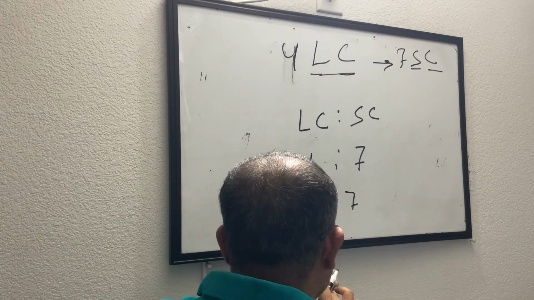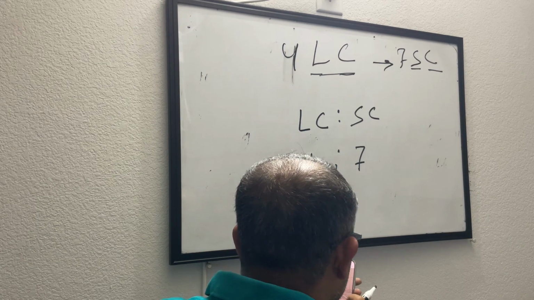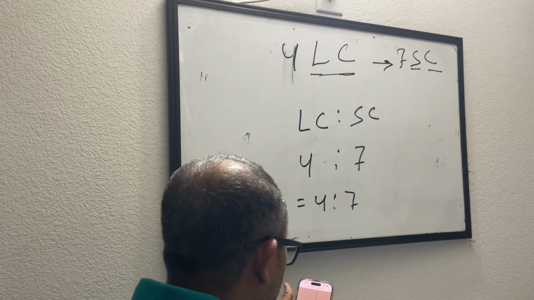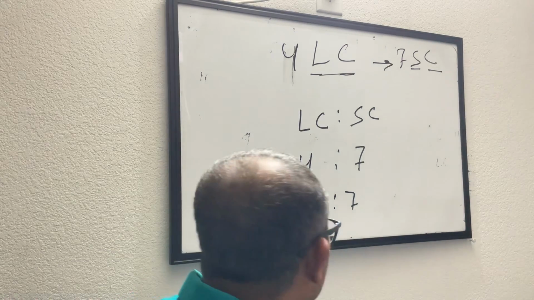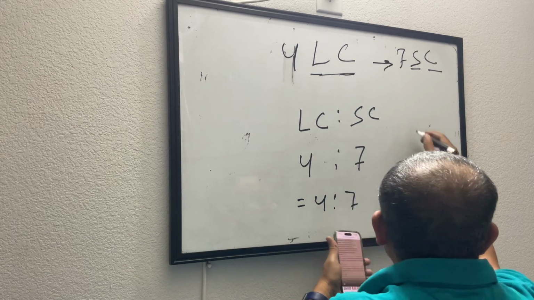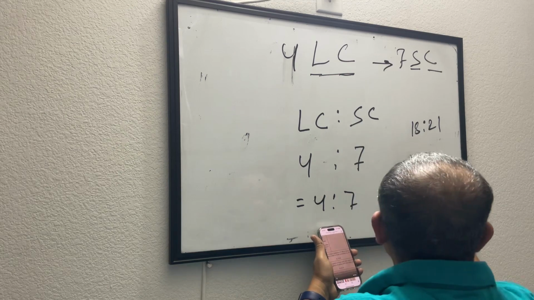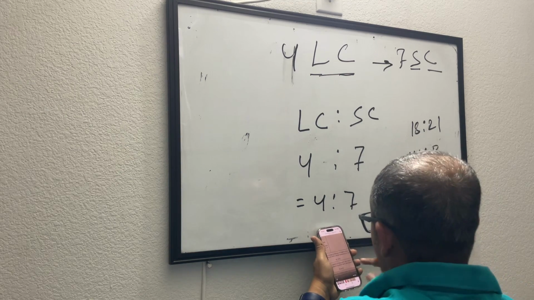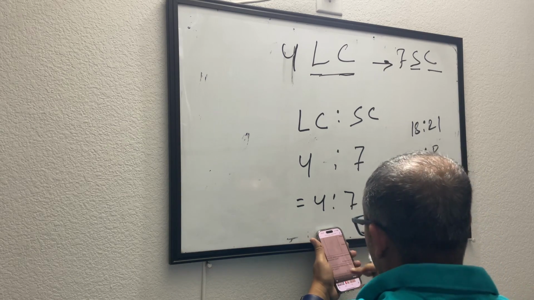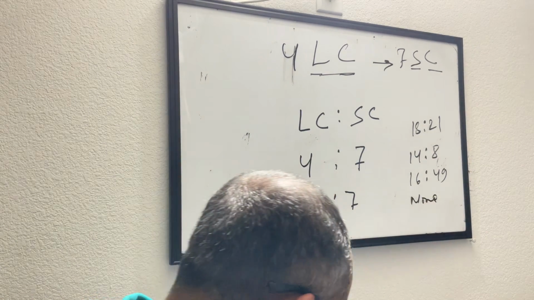What are the options we have here? 18 by 21, 14 by 8, 16 by 49, and none of these. So we are given 4 options here. 18 is to 21, 14 is to 8, 16 is to 49, none. Again, which one do you guys think is the right answer?